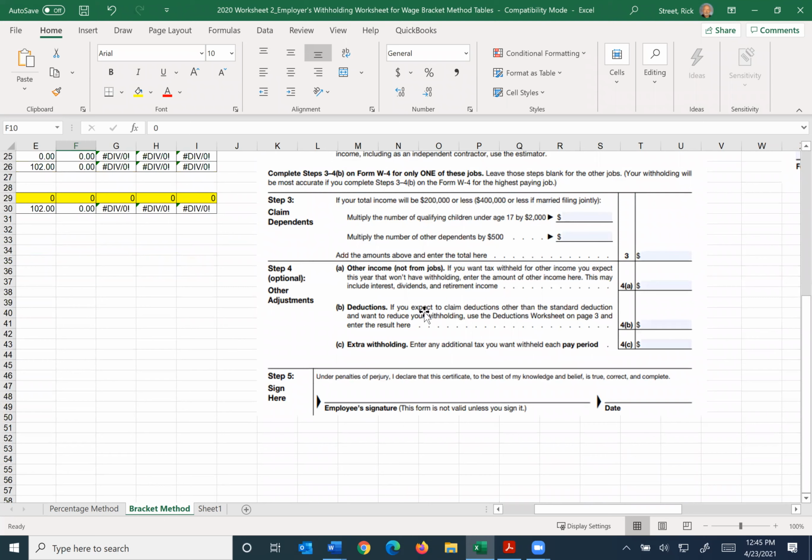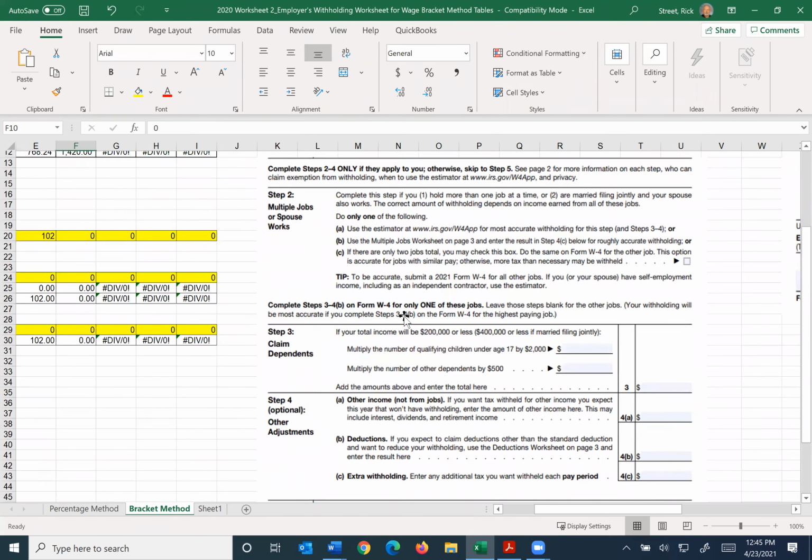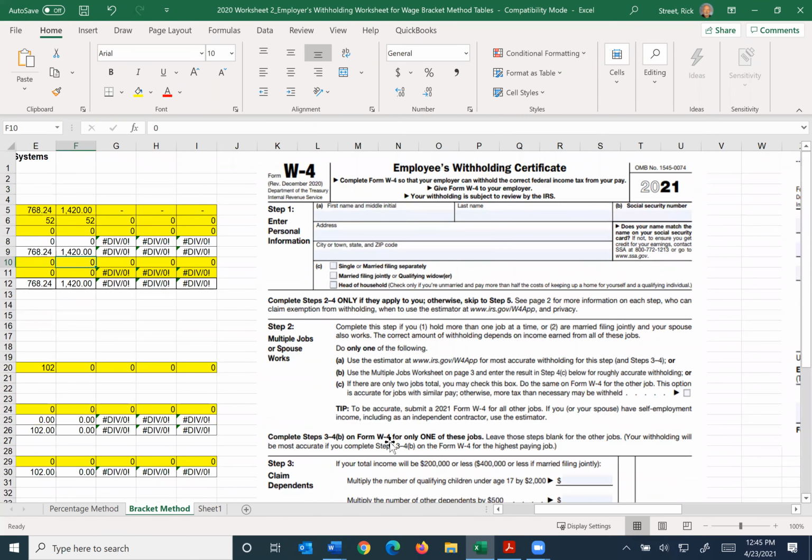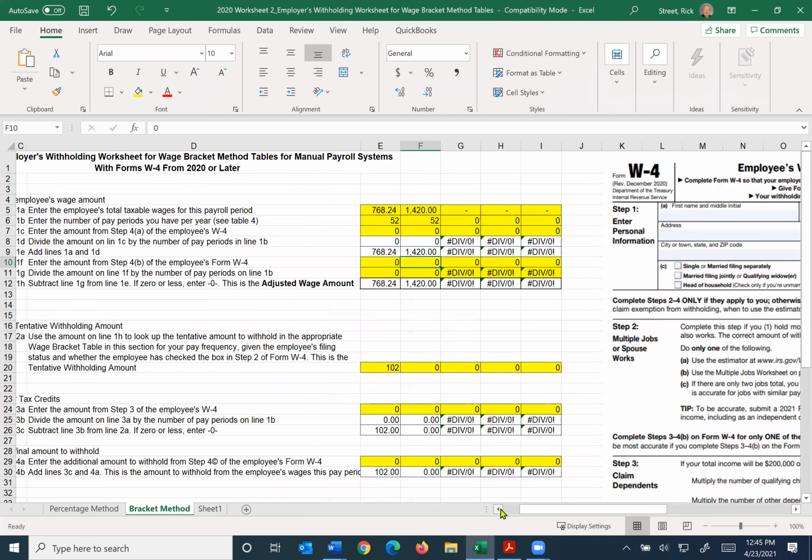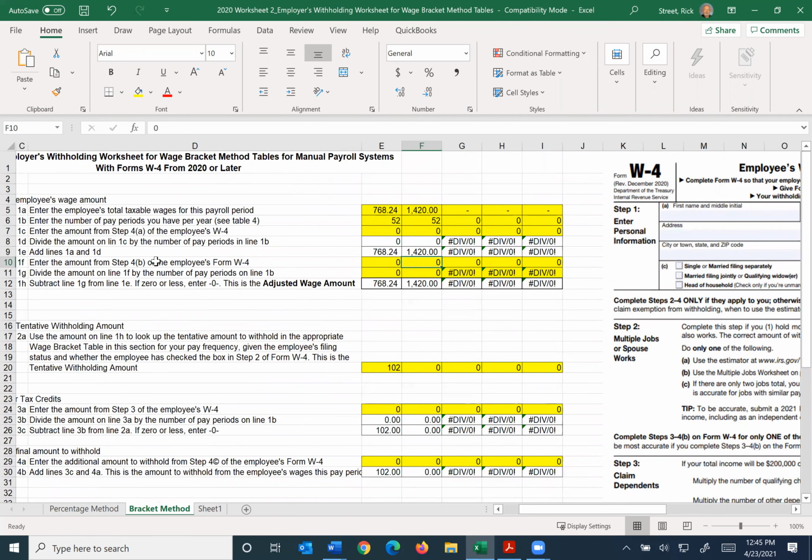That's the deductions. If you expect to claim deductions other than the standard deduction and want to reduce your withholding, use the deduction worksheet on page 3 and enter the result here. So she entered 3,600 there. That would indicate to me that she has some other income to claim and wants to capture that in her taxes from her regular paychecks from this current job that she has. So enter the number from step 4B, 3,600.